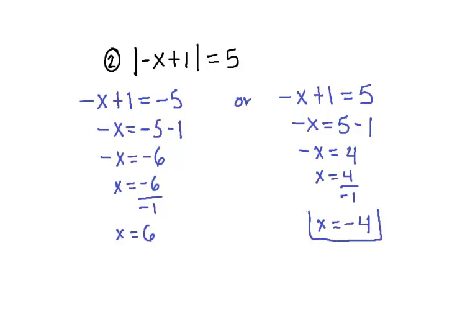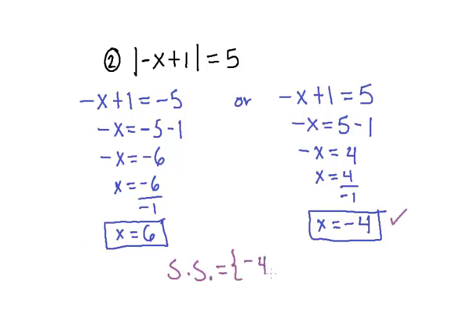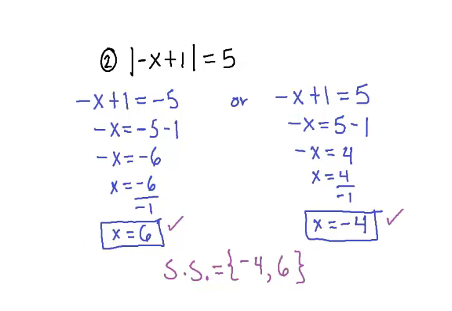Now that I have both answers, I need to write the solution set. So the solution set is going to be S equals, if I decide to write them in order, minus 4, comma 6. Those are the two answers, minus 4 or 6. It doesn't matter the order in which you write a solution set, but in my case, I prefer to write them in order, from the least to the greatest number.